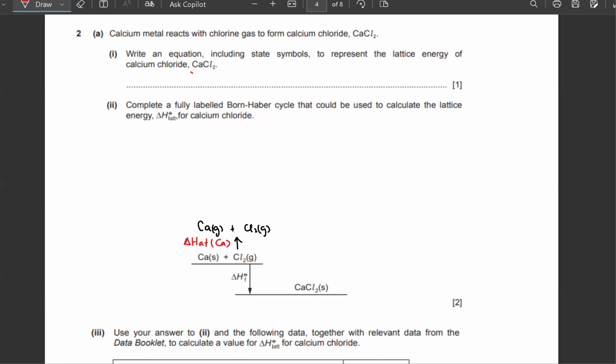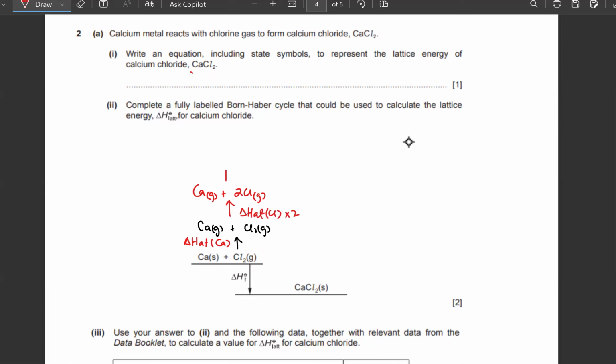Then Cl is atomized. Atomizing Cl means that I'm just breaking its bonds. So Ca is gaseous, and now I've got two Cl gaseous atoms. So that's the enthalpy of atomization of Cl, but multiplied by 2, because in the enthalpy of atomization you form one Cl atom, right? Now I'm forming two Cl atoms. And this is equal to the bond energy of Cl-Cl.